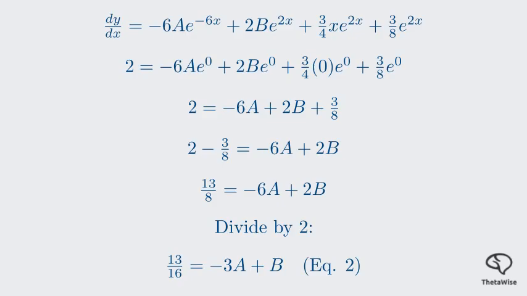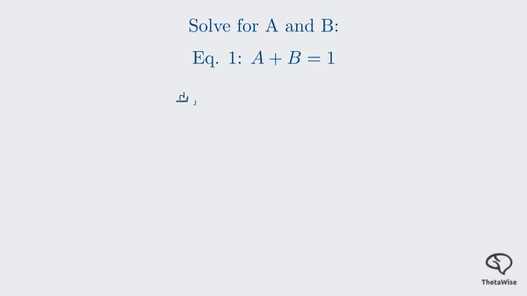Our second equation is 13/8 equals negative 6a plus 2b. We can simplify it further by dividing by 2. This gives 13/16 equals negative 3a plus b. Let's call this equation 2. We now have a system of two linear equations with two variables, a and b. Our goal is to solve for these variables. Equation 1 is a plus b equals 1. Equation 2 is negative 3a plus b equals 13/16.